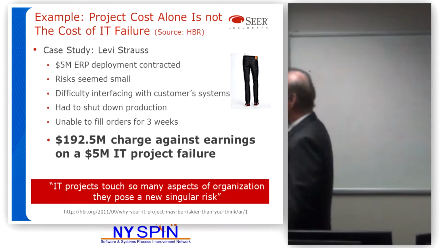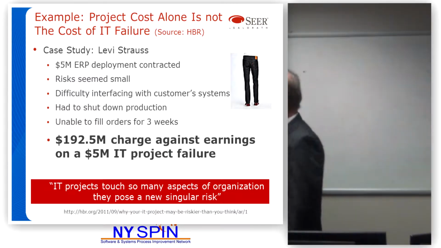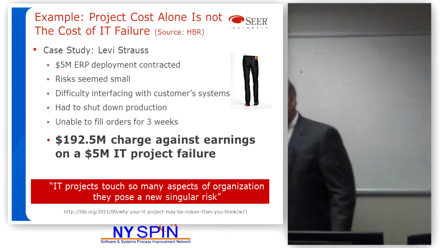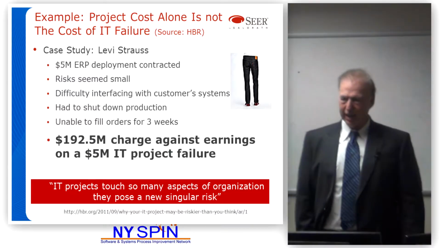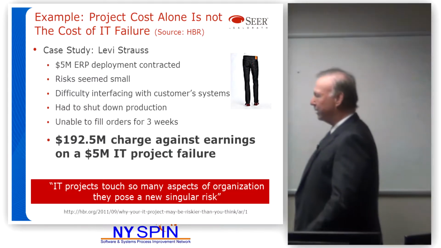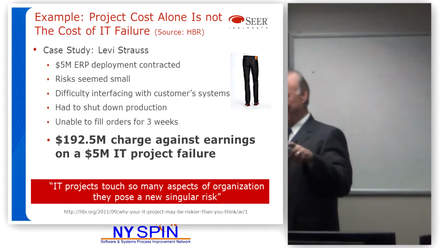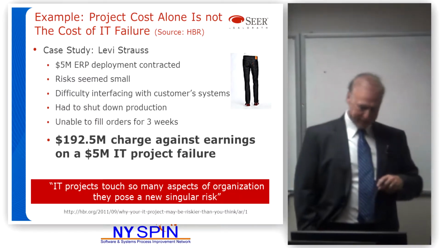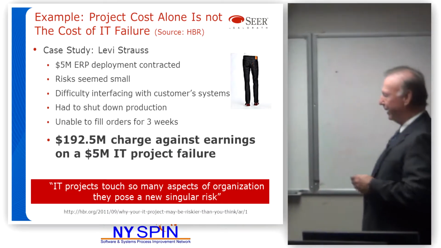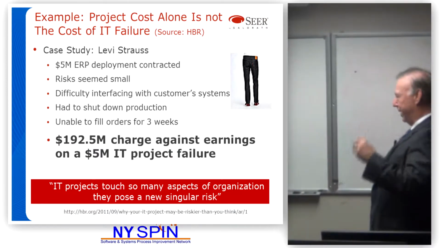Levi's is a great example. Anybody here work for Levi's? In San Francisco, they probably got the bridge pieces. Anyway, Levi's wanted to do an ERP implementation, so they got a quote for $5 million. It seemed pretty reasonable to them. It was fixed price. Can't lose on fixed price, right? You should laugh at that one. Fixed price can kill you. But anyway, fixed price, low risk, you thought. $5 million, piece of cake.